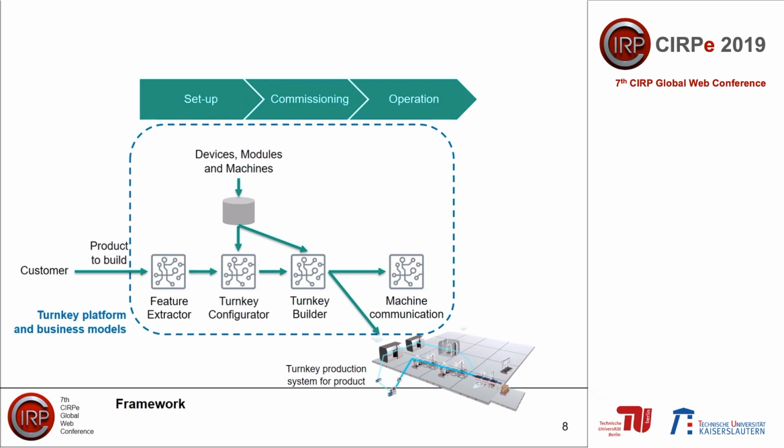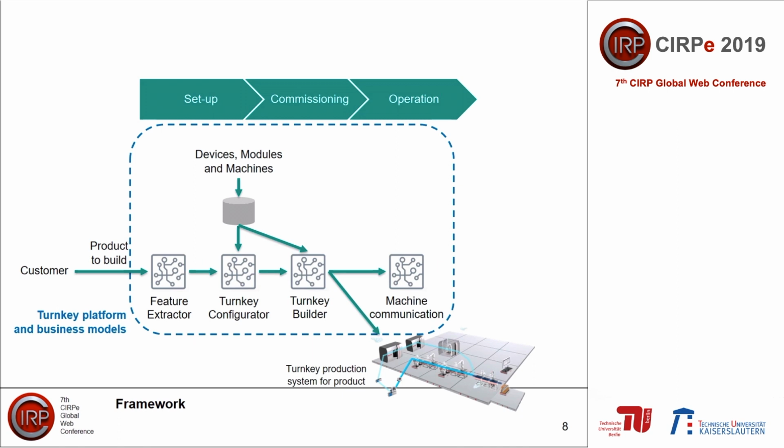Now I will give you an overview of the simplified framework of our process. We start on the left-hand side with the customer, who has a product that he wants to produce. The customer uploads the product description, for example a CAD file, to the platform. The product then gets analyzed by the platform's Feature Extractor in order to see which process steps are required.